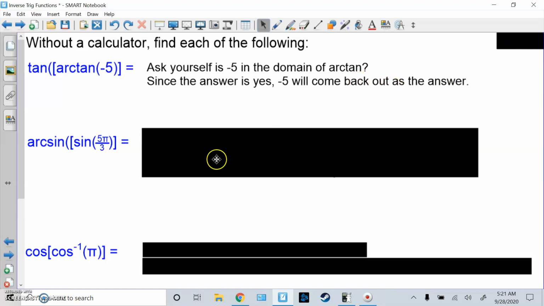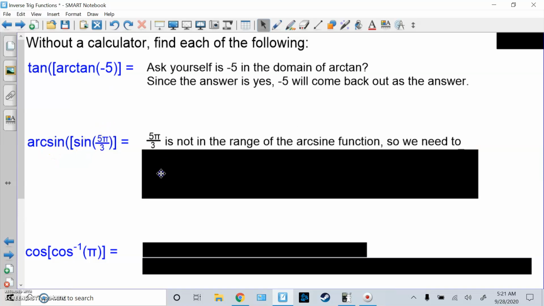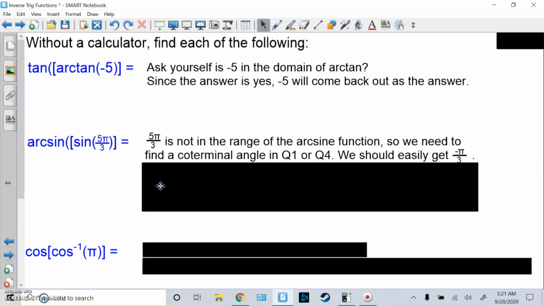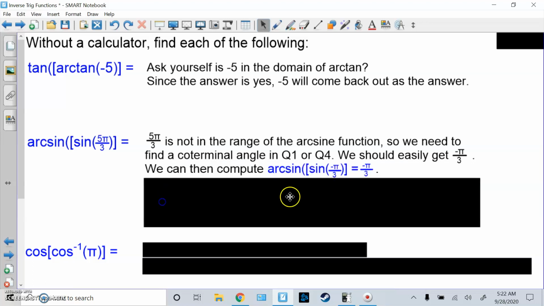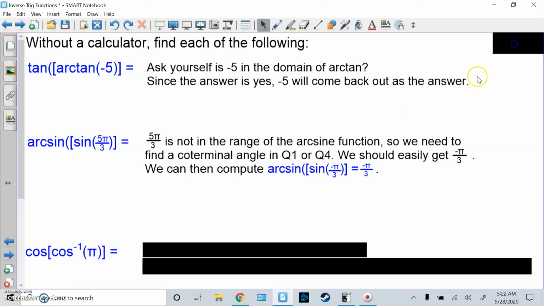Here, find arc sine of 5 pi over 3. Well, 5 pi over 3 is not in the range of arc sine, so we need to find a coterminal angle in quadrant 1 or quadrant 4. If you do 5 pi over 3 minus 2 pi, you get -pi over 3. Alright, we then compute arc sine of sine of -pi over 3, which gives us -pi over 3.